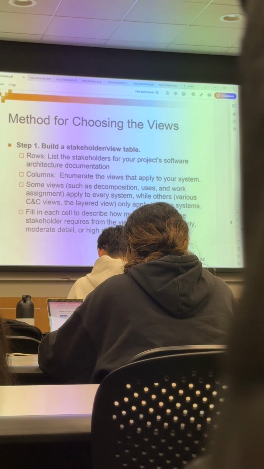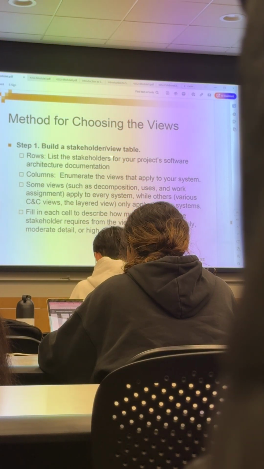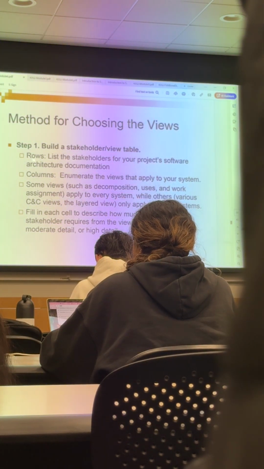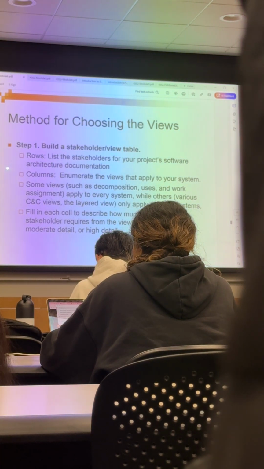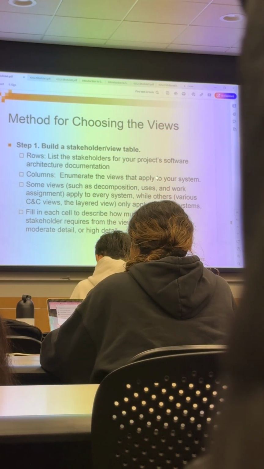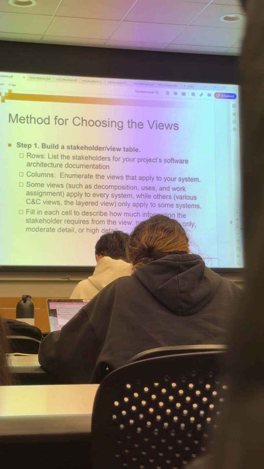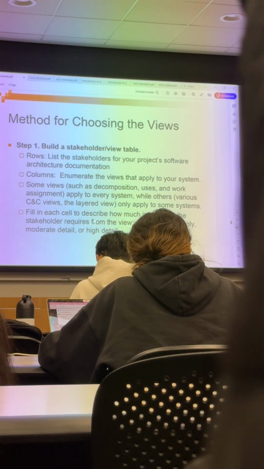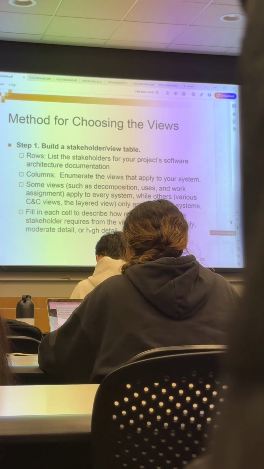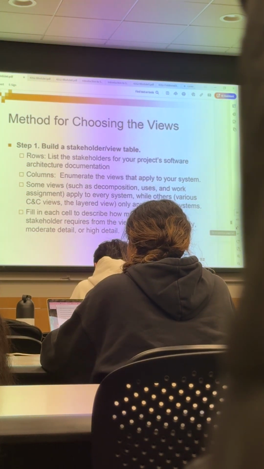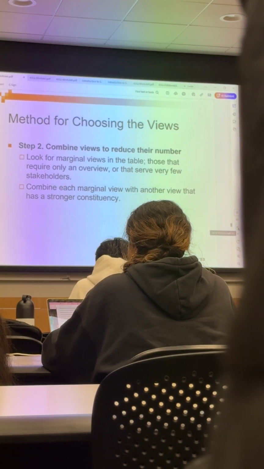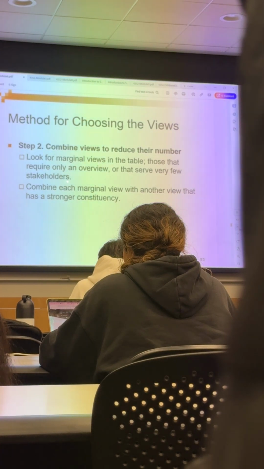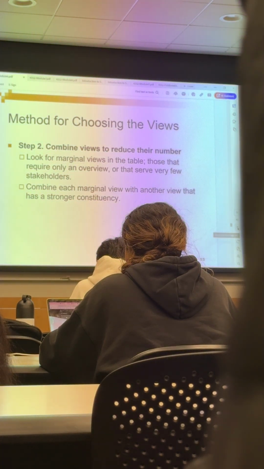So what are the steps for choosing views? First, we build a stakeholder view table. So this is something you can use in your projects as well. In the rows, you can list all your stakeholders. In the columns, you can write down all the views, and then you can fill each cell, and you can see which ones are being used, which one is detailed, which one is not used, and so on. That gives you a high-level view. Then we remove any kind of marginal views. We reduce the number.